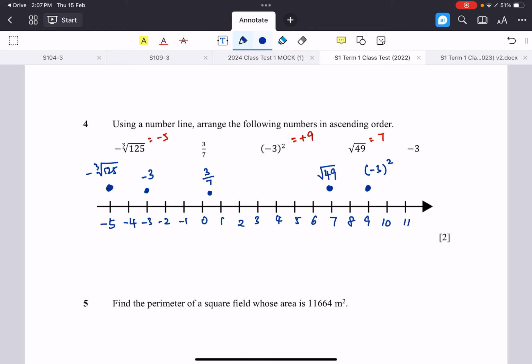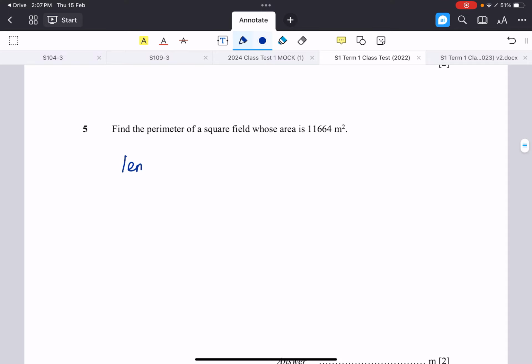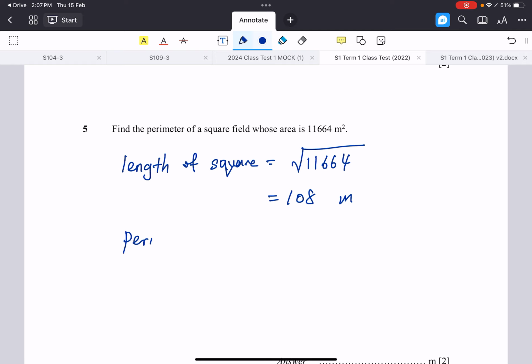Next, they want us to find the perimeter of a square field where the area is 11664. So to find the perimeter of a square field given the area, we need to find the length first, right? So the length of the square is actually square root of 11664, right? So you work this one out, this is actually 108 meters, right? Therefore, the perimeter will be 4 times 108, and that works out to be 432 meters.